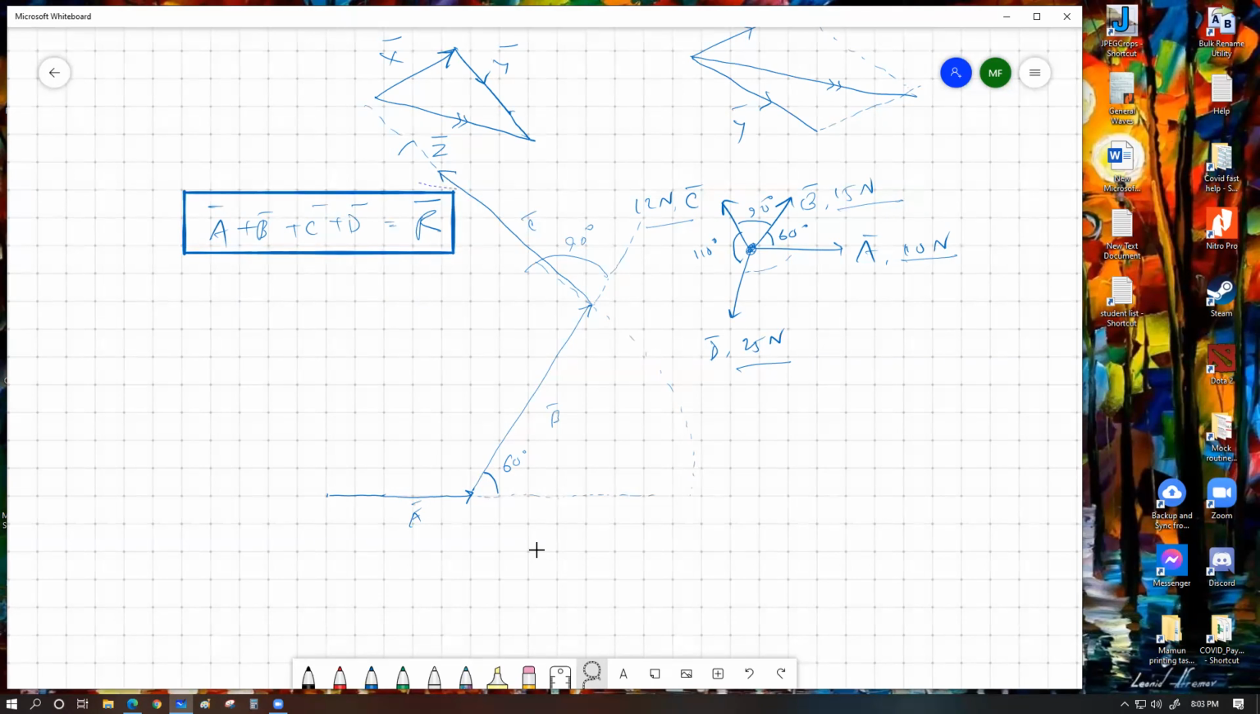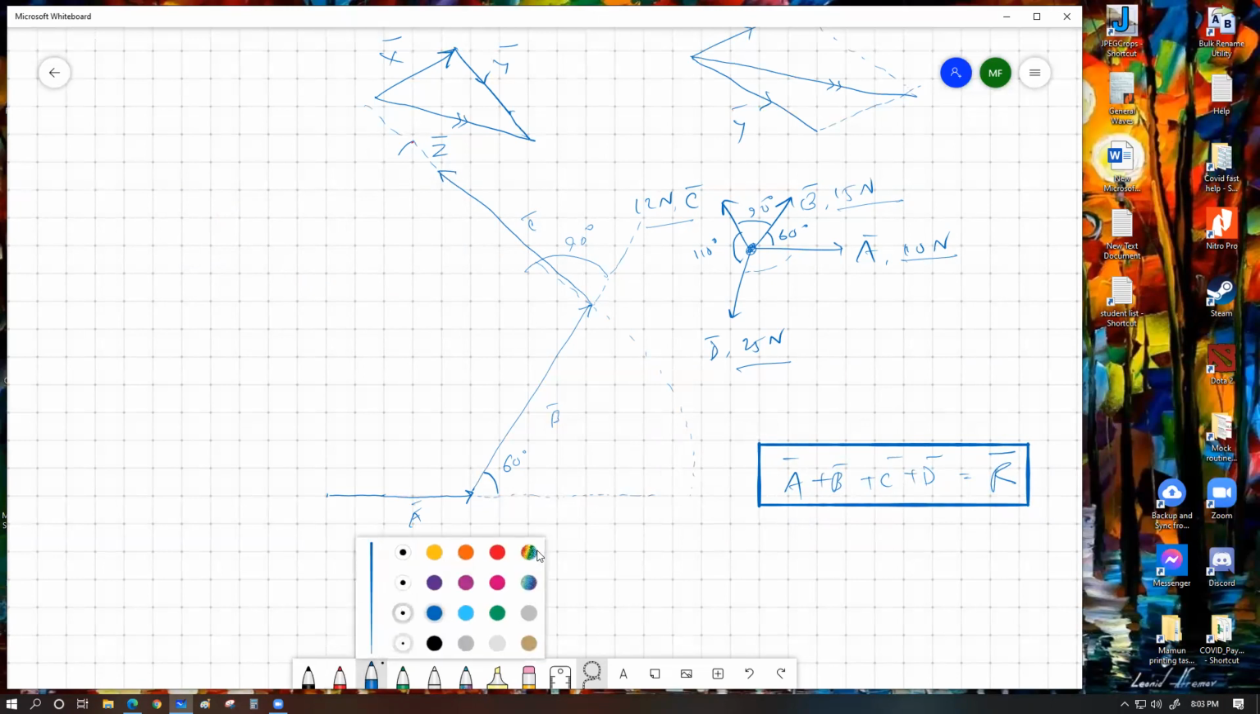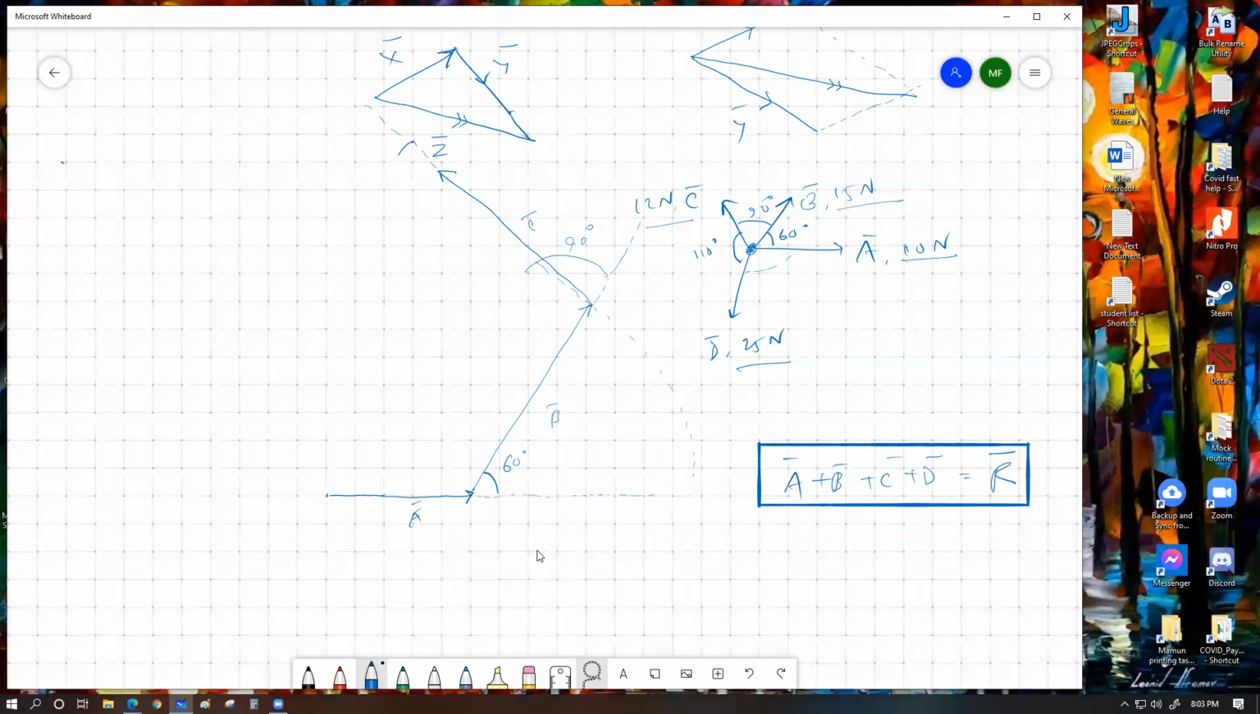Sir, it's C, sir. I mean, which one is C? The upward left. Okay, sir. And sir, can you increase the thickness of the lines and everything? Sure, I can.